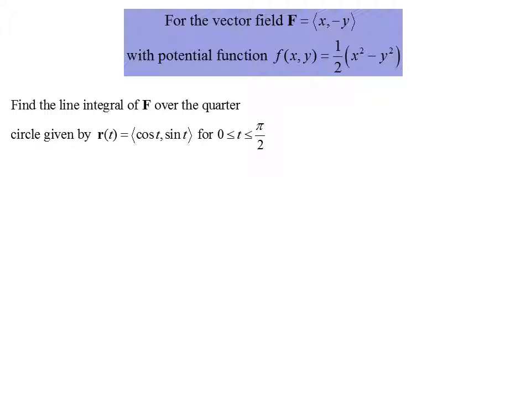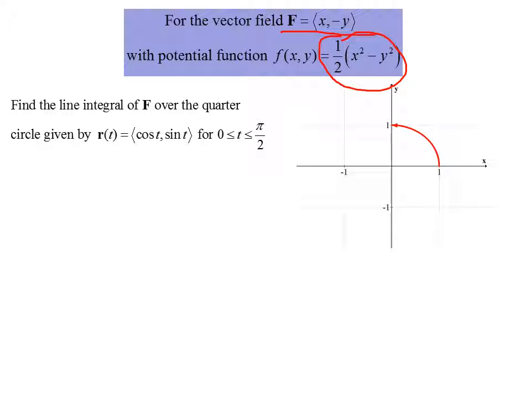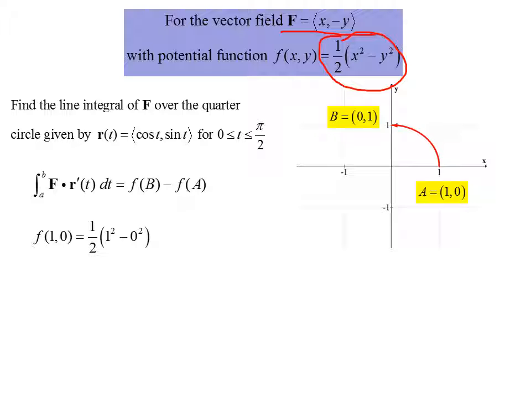So we're given the vector field x comma negative y, and we're told here is its potential function. We can evaluate the line integral of the vector field from the point 1, 0 to 0, 1 along the quarter circle simply by taking the point 0, 1, plugging it into the potential function, and the point 1, 0 and plugging it into the potential function and subtracting.